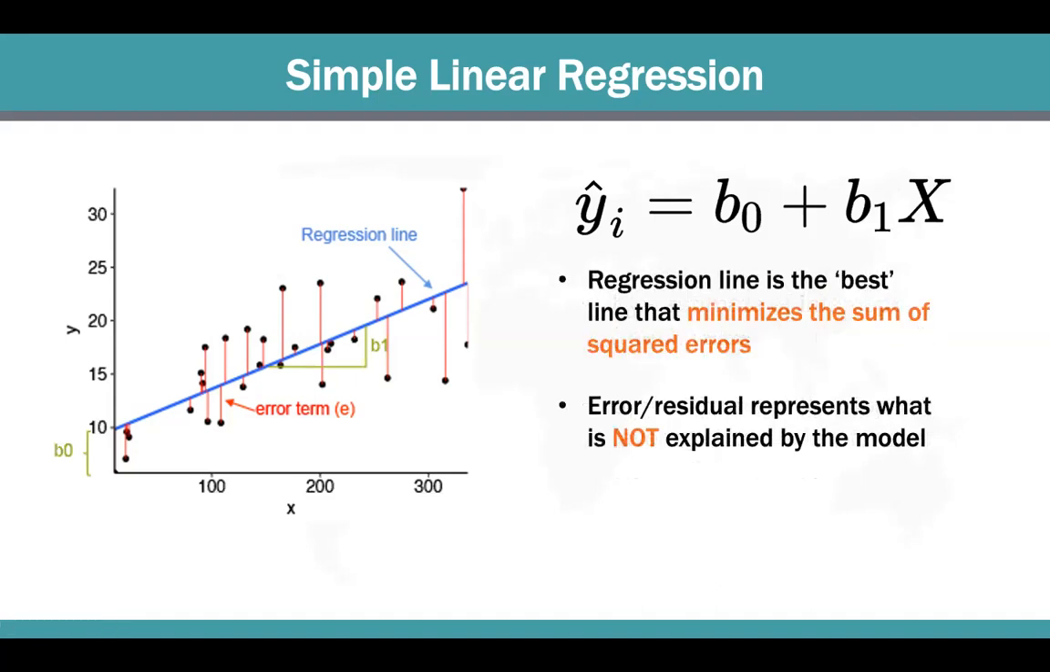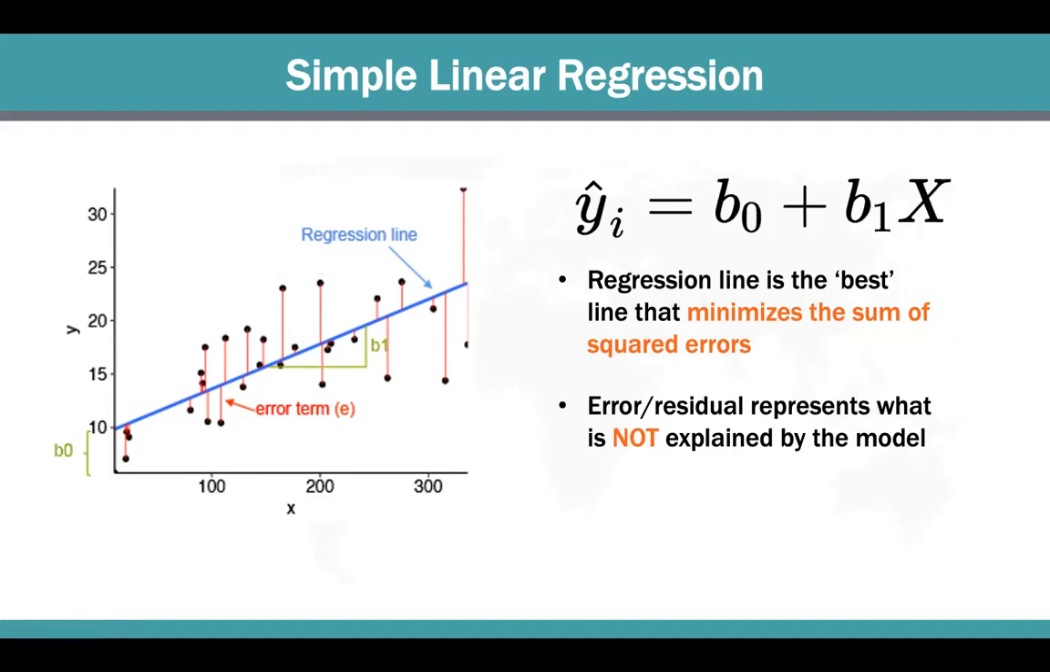And when we fit a regression line in the real world, there's always some error associated with this line. The error is the difference between the observed y value and the predicted y value along the regression line. As we can see, this is the observed y value, and this is the predicted one. So this is the error term.